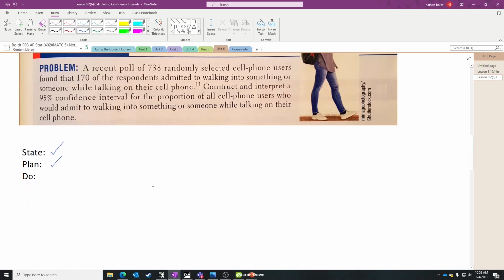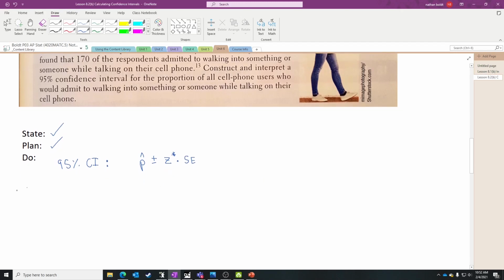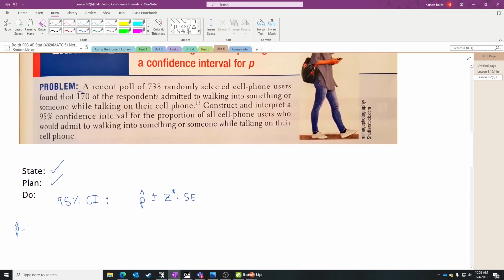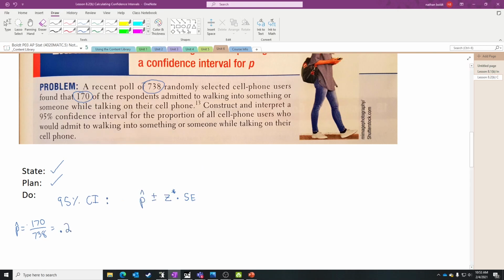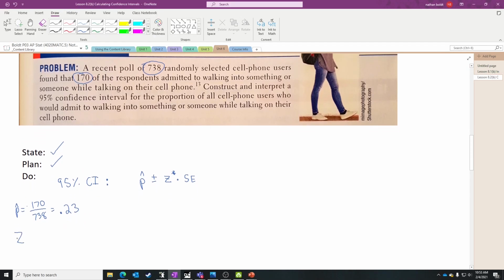Can we actually now calculate this confidence interval, the actual calculations? So remember, we're doing a 95% confidence interval here. So in the formula, we take p-hat plus or minus the margin of error, which is z star times our standard error. So what are all these pieces? Well, what's p-hat? The proportion. It was 170 out of 738. 170 divided by 738 gives us a proportion of 0.23.